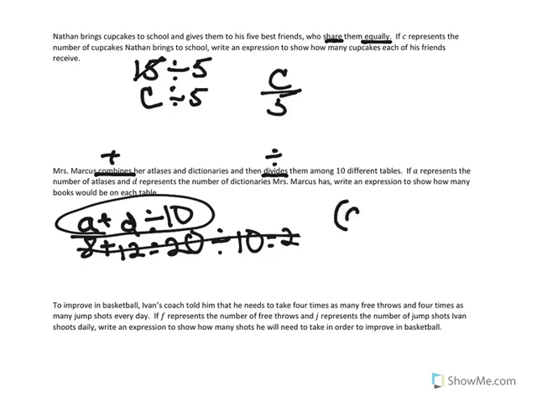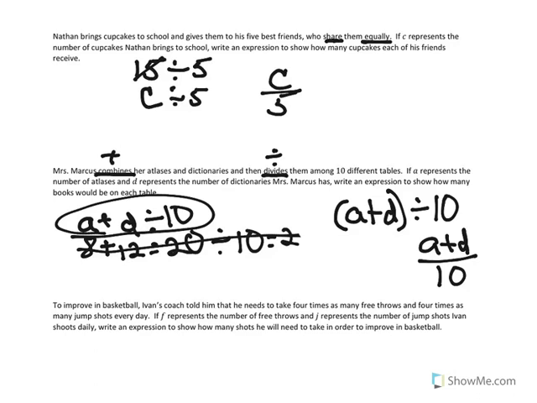Open parentheses, we have to do A plus D separately because we're going to combine them together first, and then we're going to divide them by 10. Another way we could do that is A plus D over 10. Both of those ways are acceptable. Make sure if we do the top way, we put in parentheses because we need that.